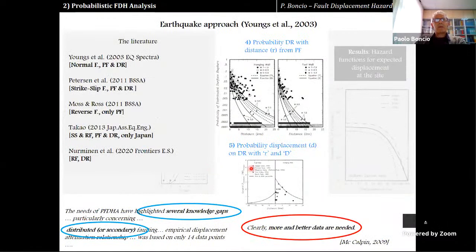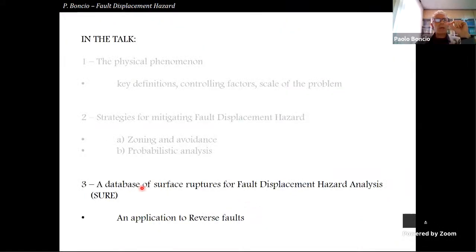We are trying to answer this question because, in fact, the application of probabilistic fault displacement hazard has highlighted several knowledge gaps. These are sentences by McAlpin, particularly concerning the distributed faulting, which in the original method was constrained by only a few data points. So clearly more and better data are needed. This is the reason why I go towards the end of the presentation talking about the importance of a database of surface ruptures.